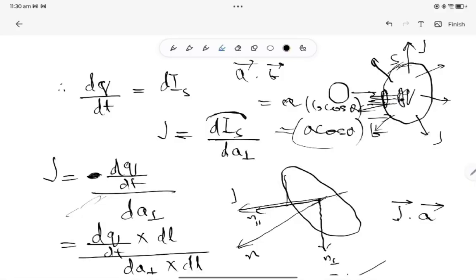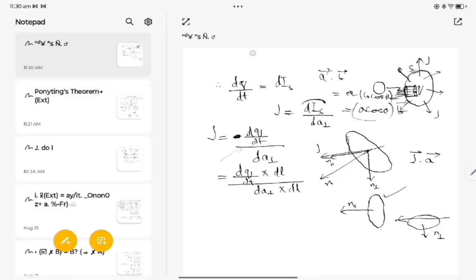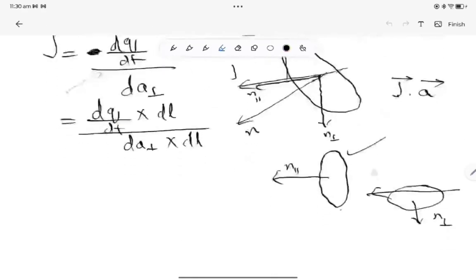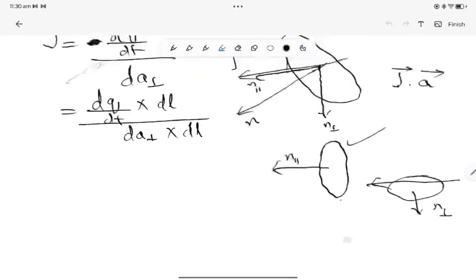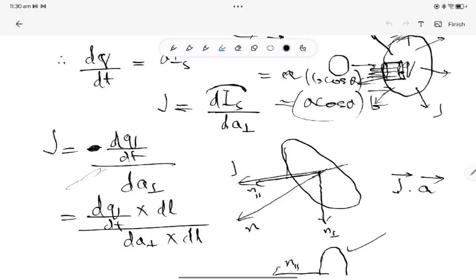Taking this time interval as infinitely small, we can think of this as half a cuboid or a cube. So the distance traveled by this charge dq from this to this is this dl. This dl is the distance traveled in dt time. We can think of this as a cylinder as well. It will be better.